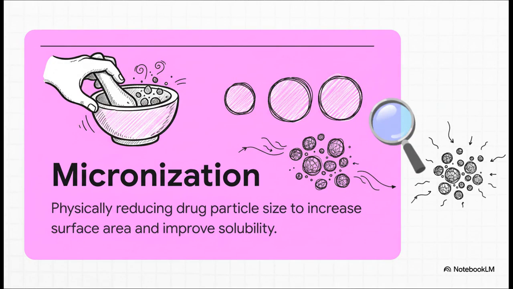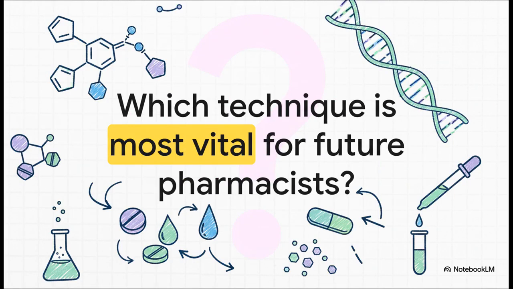And finally, there's a more physical approach called micronization. This is where you just grind the drug particles down until they're incredibly tiny. By making them smaller, you massively increase their total surface area. That gives the liquid way more places to attack and dissolve the particle, which makes the whole process happen much faster.